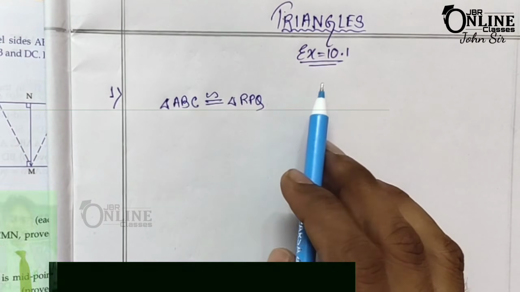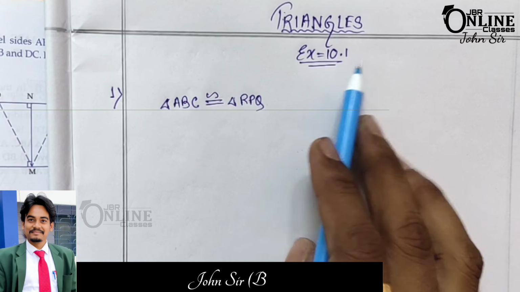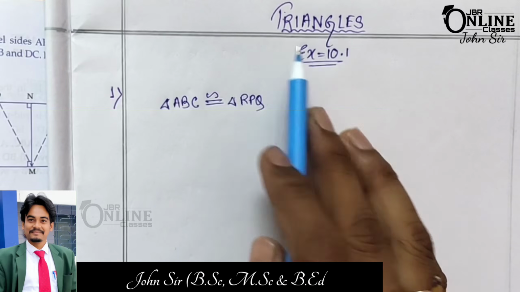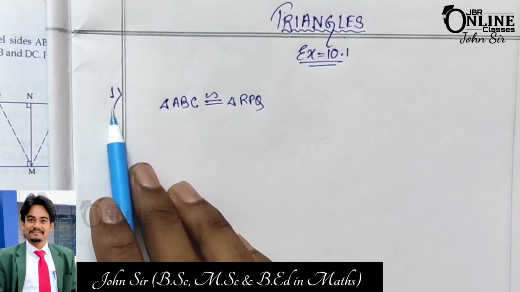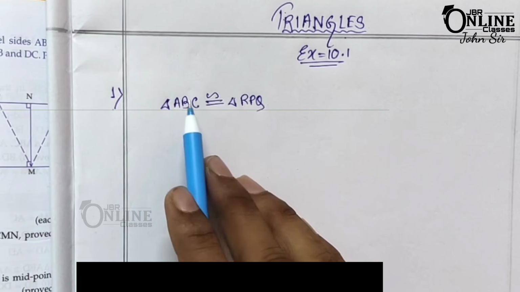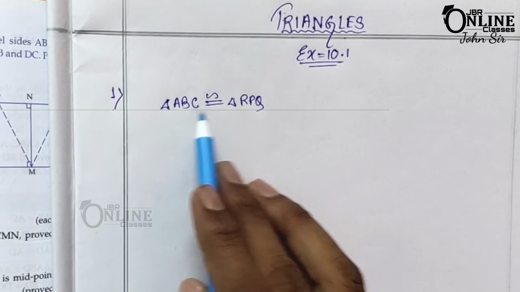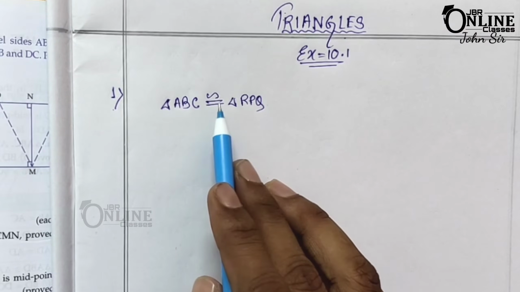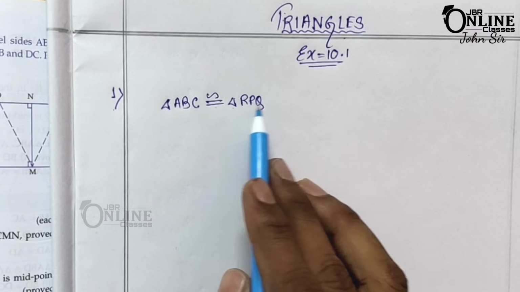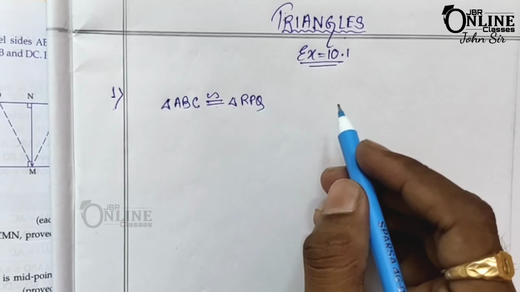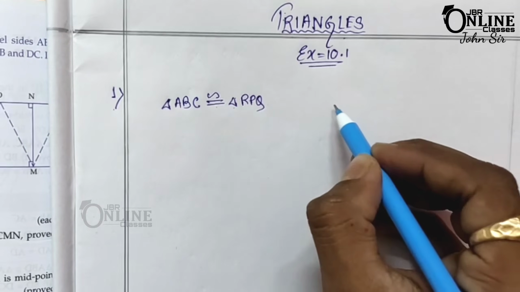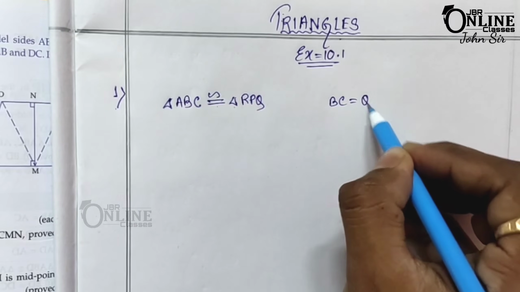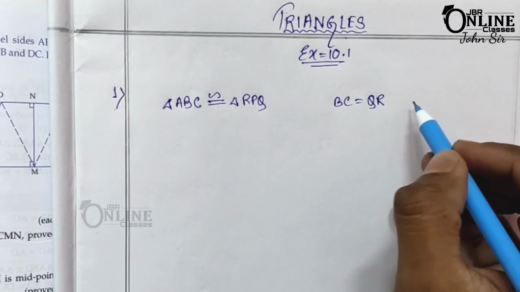Hello everyone, so today I am going to start exercise 10.1 from the book of ML Aggarwal. The chapter is triangles. Here the first problem: it is given that triangle ABC is congruent to triangle RPQ. Is it true to say that BC equals QR, and why?